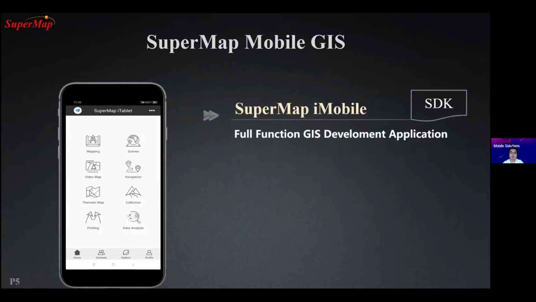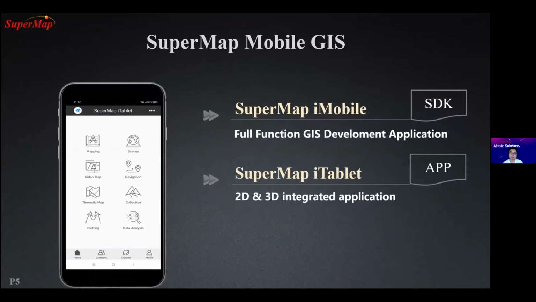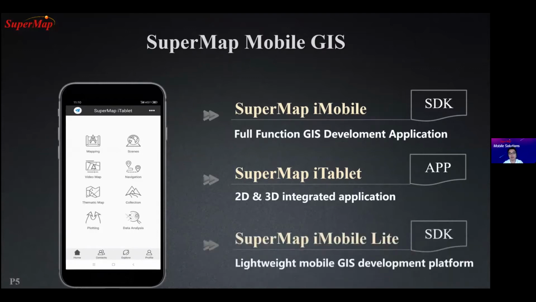So for our mobile product, the first one, iMobile, is a full function JS development application. And based on this one, we build the application called tablet. You can see from this picture, we have 8 functions like the mapping, video map, or some semantic map, or you can do the data collection in this application. And also we have the iMobile Lite.